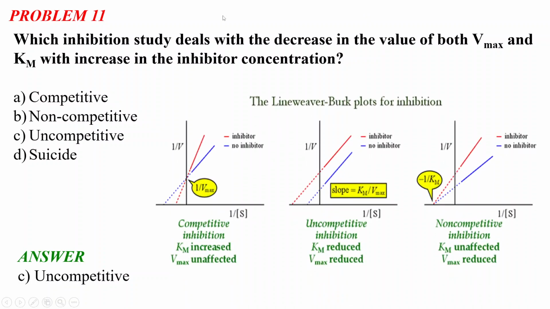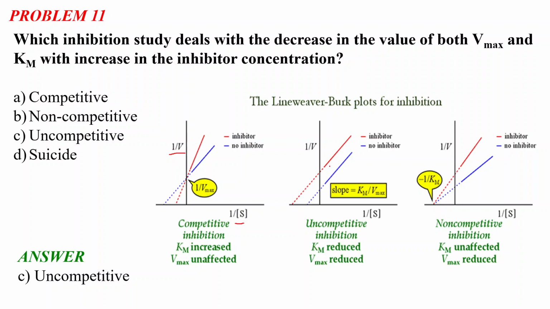These graphs are called Lineweaver-Burk plots for the inhibition. Basically, in the Michaelis-Menten equation and curve, we plot V by the substrate concentration, and in this case we plot 1 by V on the y axis and 1 by S on the x axis.